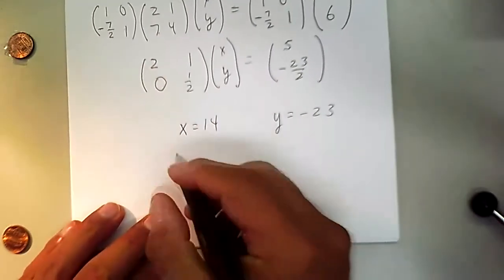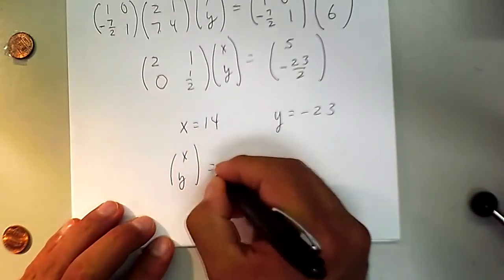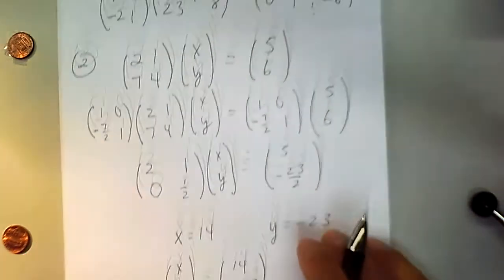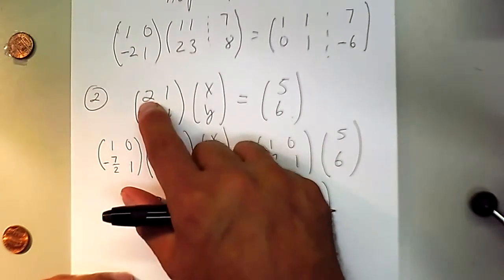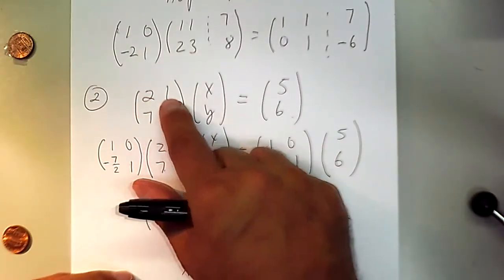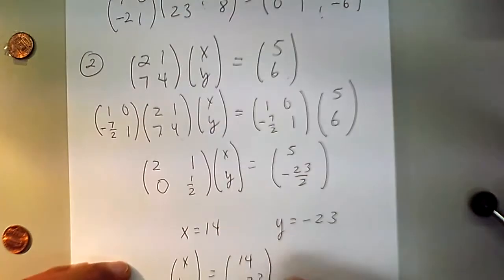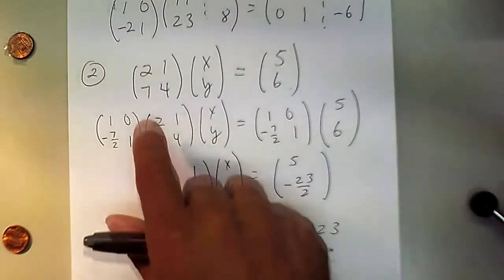Another way to write this down is by stating that x, y is 14, negative 23. Now we should check that on the original equation. So 2 times 14 is 28, minus 23. Sure enough, that is 5. 7 times 14, that's 98.